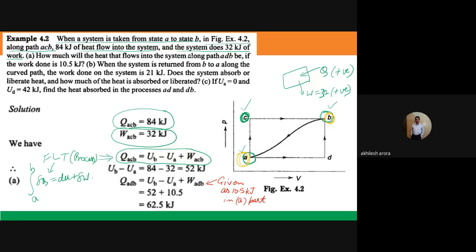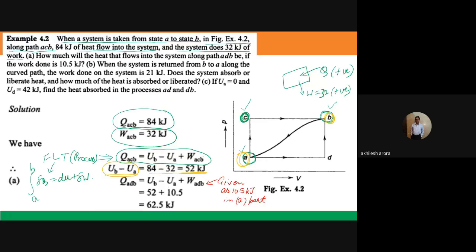So from this particular equation we can calculate the value of UB minus UA first of all. It comes out to be 52 kilojoules. Now let us see what exactly it is asking us to calculate. So we have calculated the change in internal energy, which is equal to UB minus UA.